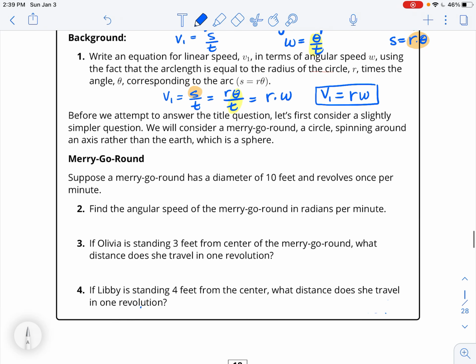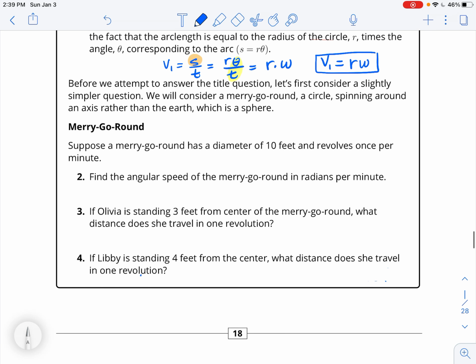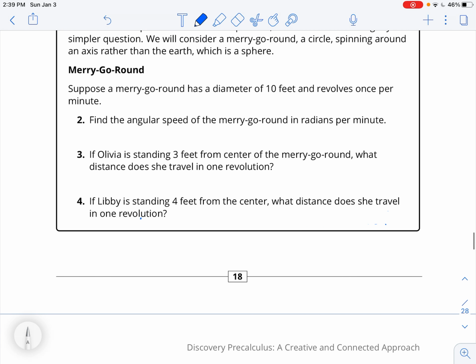All right, before we attempt to answer the title question, let's first consider a slightly simpler question. We'll consider a merry-go-round, a circle, spinning around an axis rather than the Earth, which is a sphere. So suppose a merry-go-round has a diameter of 10 feet and revolves once per minute. Find the angular speed of the merry-go-round in radians per minute.